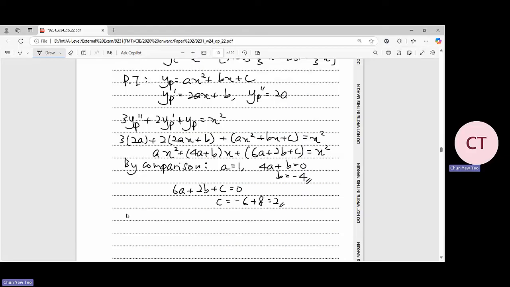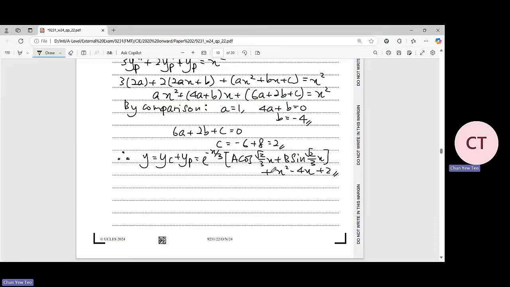Okay, so therefore, your general solution is y equals yc plus yp. That will be e power negative x over 3, a cos 2 over 3 x plus b sine 2 over 3 x, plus yp. It will be ax squared plus bx plus c. That will be my general solution. But the question is looking for the particular solution.